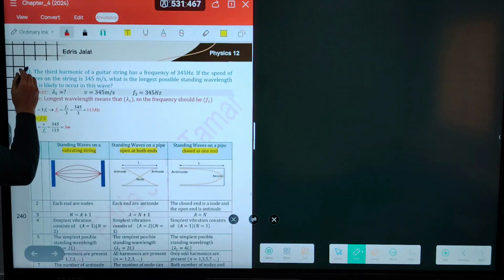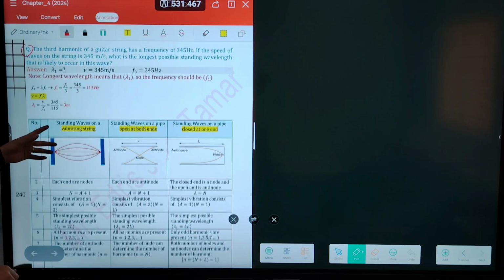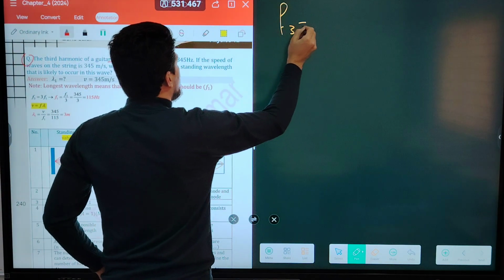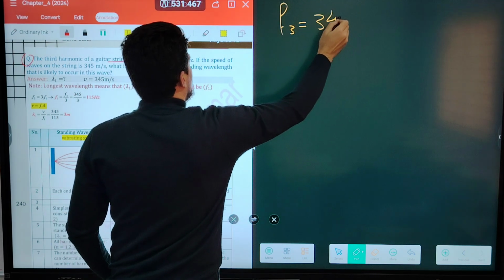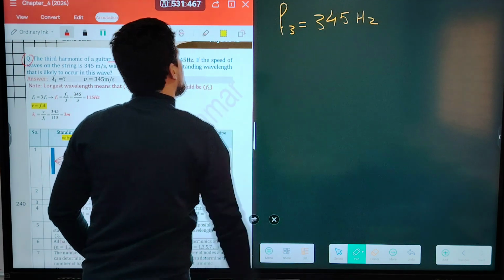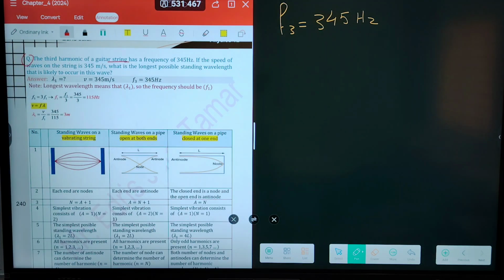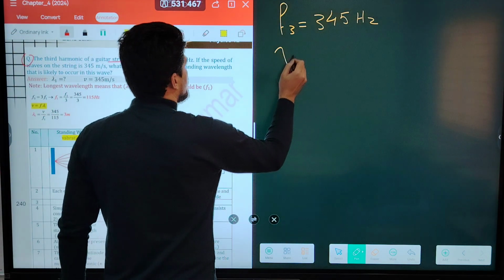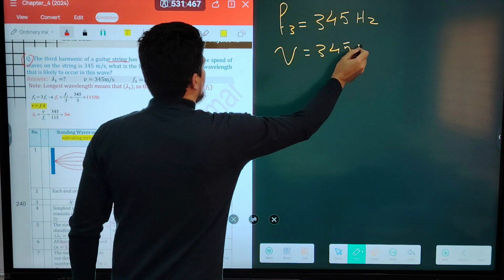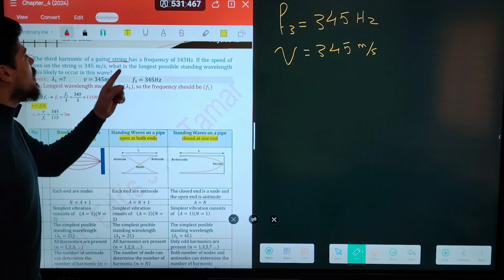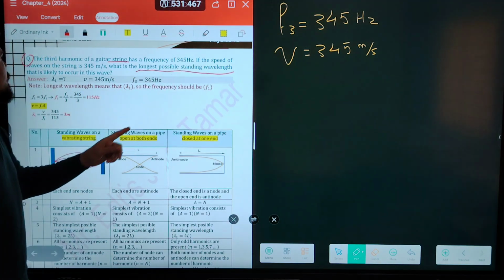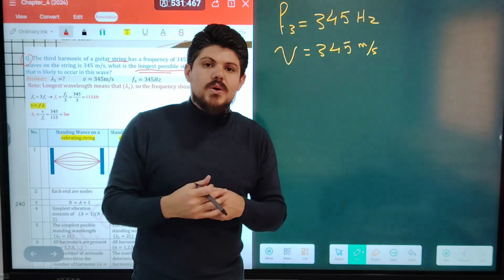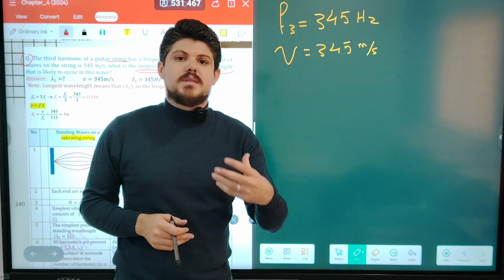Look at this question, guys. The third harmonic of a guitar string, F3, is equal to 345 hertz. This is the third harmonic for the string. If the speed of the wave on the string is 345 meters per second, what is the longest possible standing wavelength? What is unknown? The longest wavelength. What do you mean by longest wavelength? Lambda 1, the fundamental wavelength.